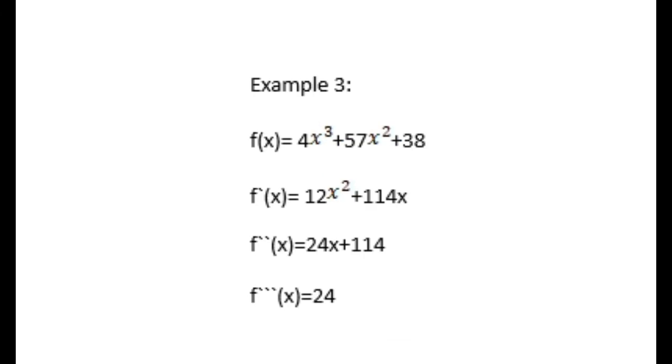Let's find the fourth derivative of f of x equals 4x raised to the power of 3 plus 57x squared plus 38. The first derivative is f prime of x equals 12x squared plus 114x. The second derivative is 24x plus 114. The third derivative is 24. And the fourth derivative is 0. A few moments later.